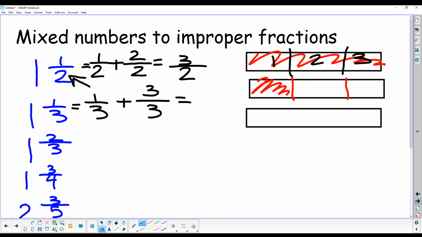So if I look and I add those together, you can see that 1 and the 3 would get me to 4/3. And if you check your visual, you can see 1, 2, 3, 4/3 are colored in.